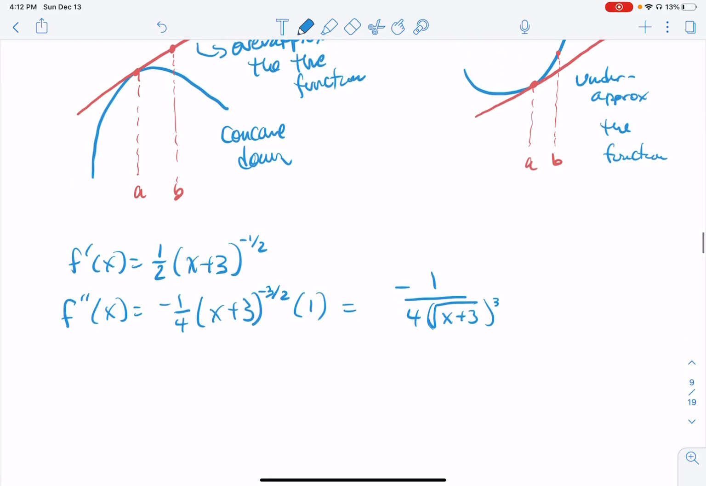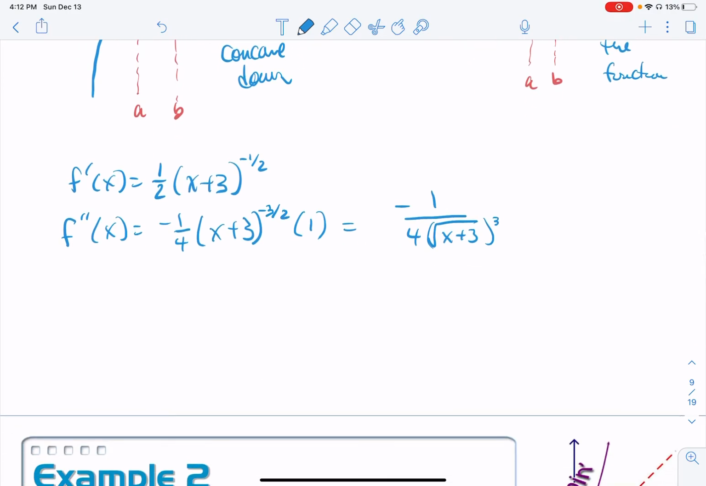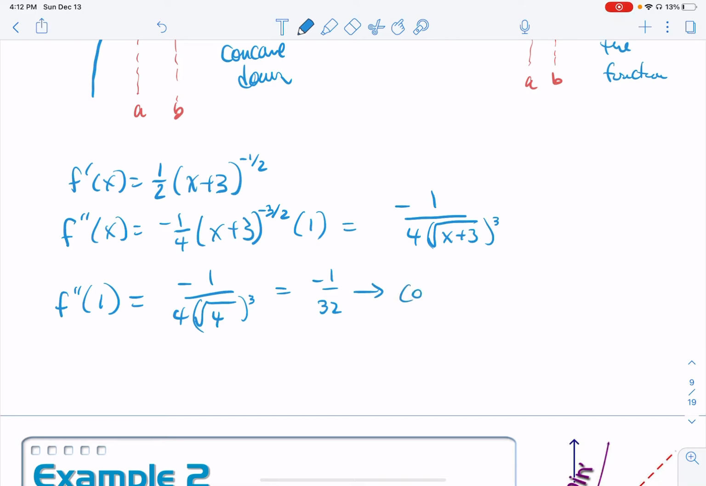Okay, so now, do I want to evaluate my function at that particular point? Well, okay, I'll go ahead and do it. Let's just see what happens. If I evaluate my function at 1, this should be equal to negative 1/4 times the square root of 1 plus 3, which is 4. We're going to cube that. The square root of 4 is 2. 2 cubed is 8, which makes this negative 1/32. And it's concave down at x equal to 1. But guess what? That does not matter.